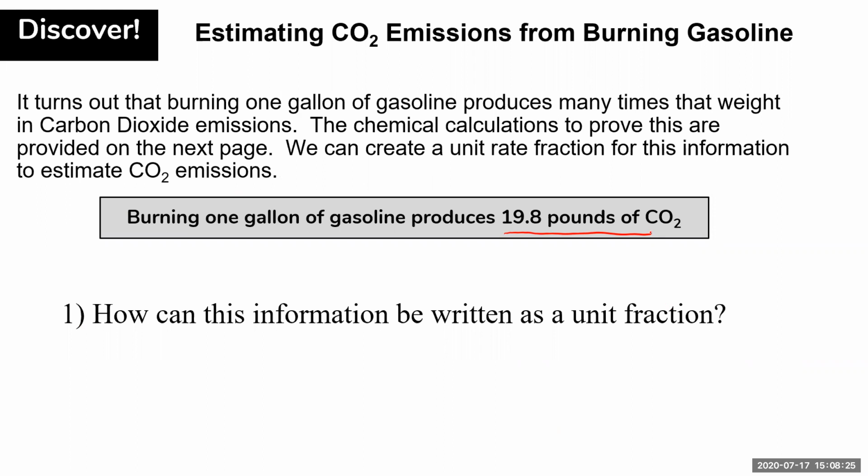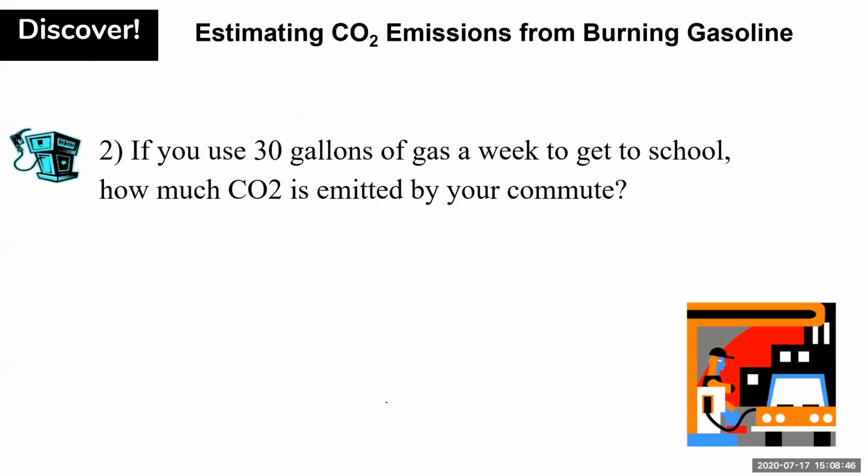Now we are going to look at your commute. As you commute to school, you look at how much CO2 you produce. So how can this information be written as a unit fraction? A gallon of gas produces 19.8 pounds of CO2, and that is the standard unit. Now, if you use 30 gallons of gas a week to get to school, how much CO2 is emitted by your commute?